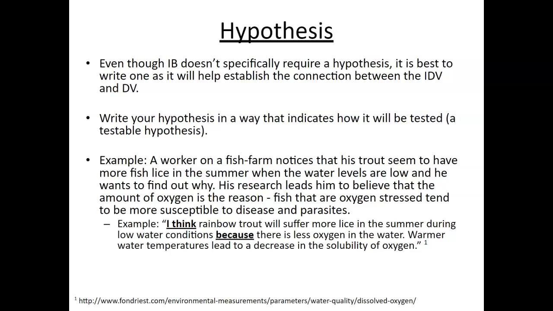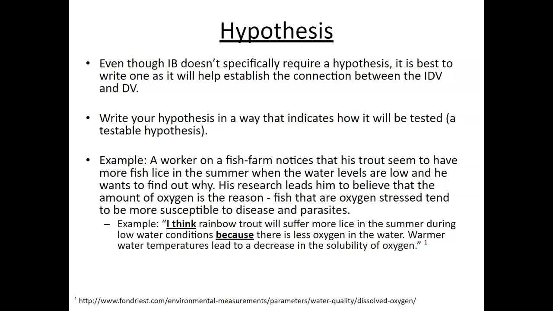IB doesn't specifically require a scientific hypothesis. You can't lose points if you don't have one. However, it really helps your lab if you do have a hypothesis, so I strongly encourage you to have one. This is going to help you connect the independent variable to the dependent variable, which is required in the lab. You have to make that connection. Essentially, a hypothesis will be your answer to the research question. It should be explained, it should be testable, and it should be cited if you have an explanation.